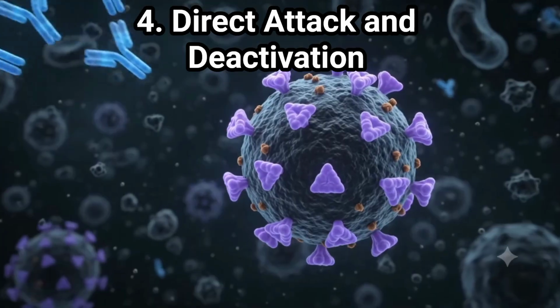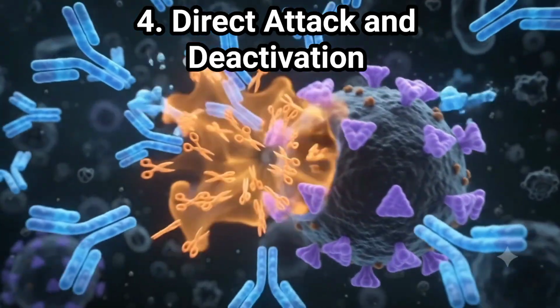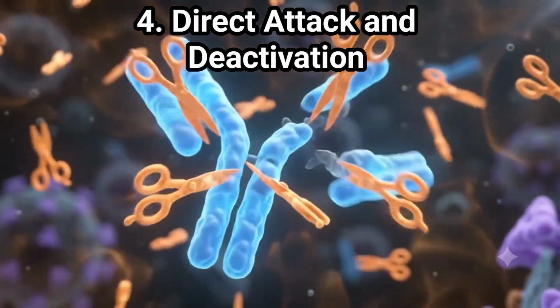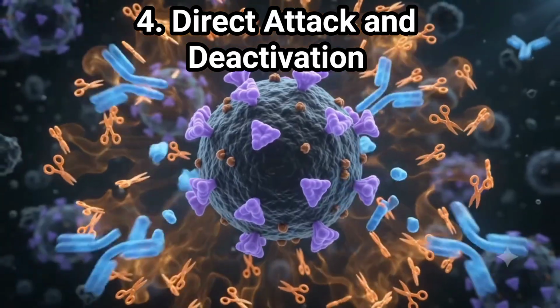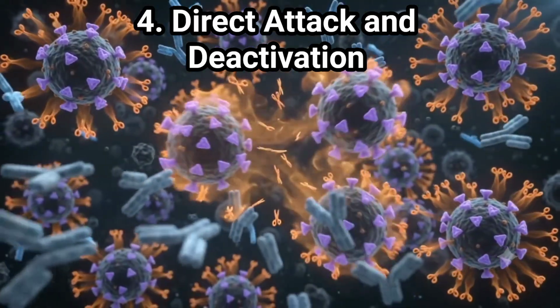This prevents recognition. Instead of hiding, some pathogens counterattack. They release specialized deactivating enzymes. These enzymes directly clip and destroy approaching antibodies.